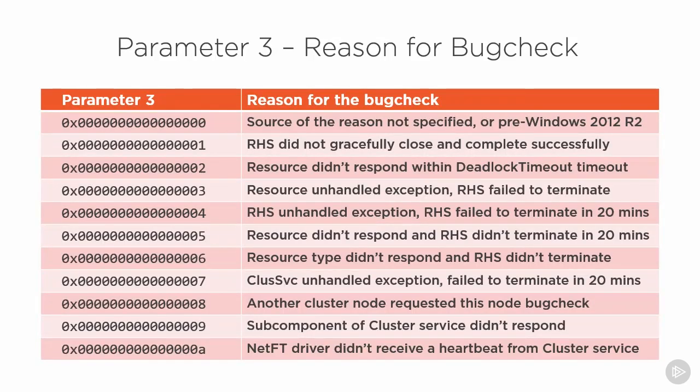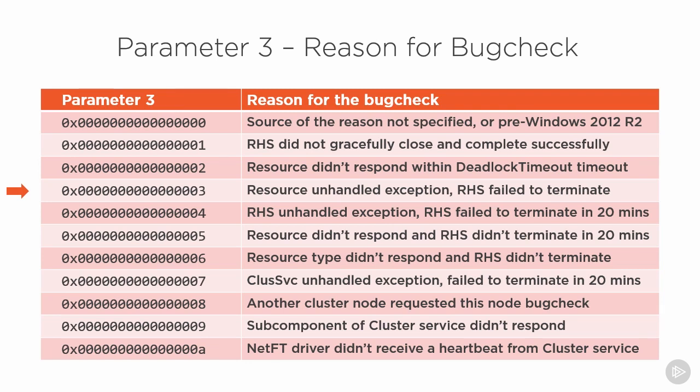So parameter 3, the actual reason for the bug check, can occur in a number of different fashions. So let's just quickly review those. The first, if parameter 3 is a 0, then the source for the reason of the bug check is not specified, or it is an operating system prior to 2012 R2. Now, if parameter 3 happens to be a 1, then this tells us the RHS process didn't close gracefully and complete. A value of 2 tells us that the resource didn't respond within a timeout period known as the deadlock timeout, or 5 minutes by default.